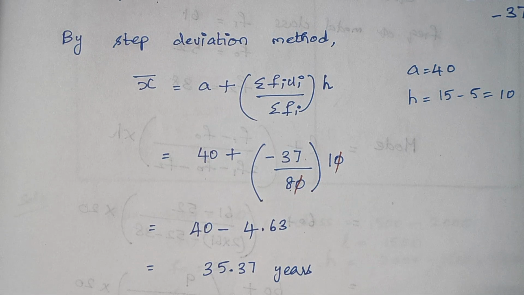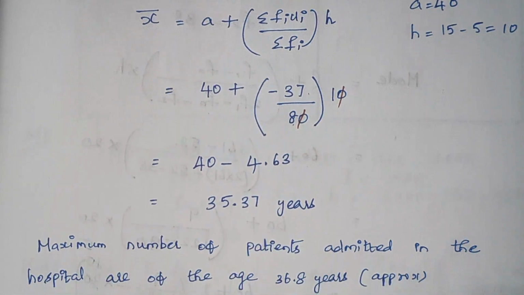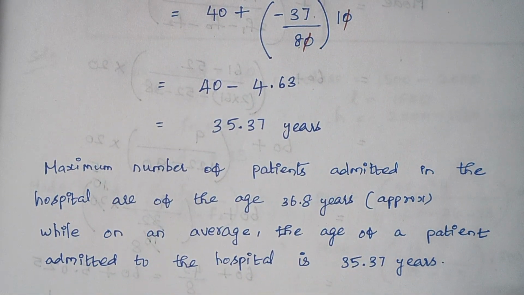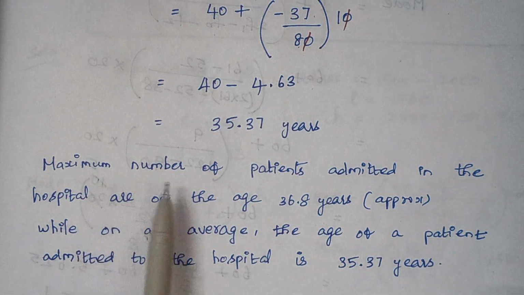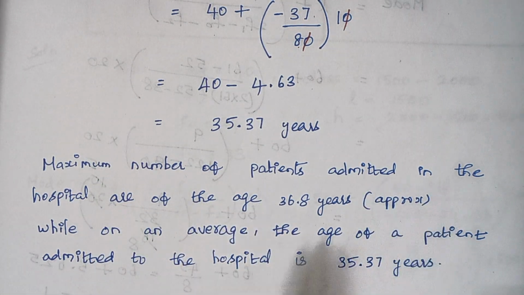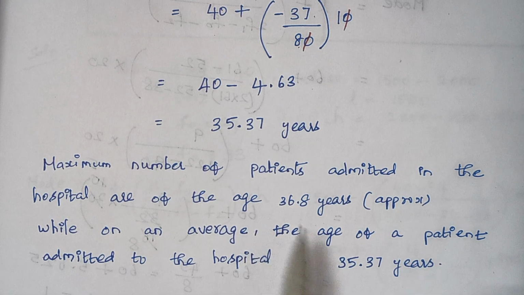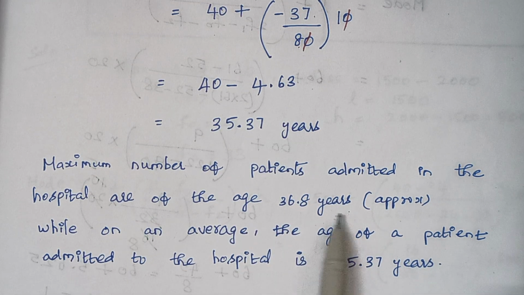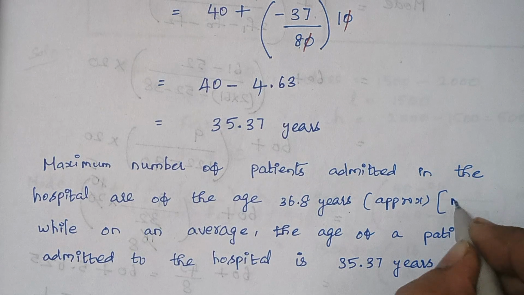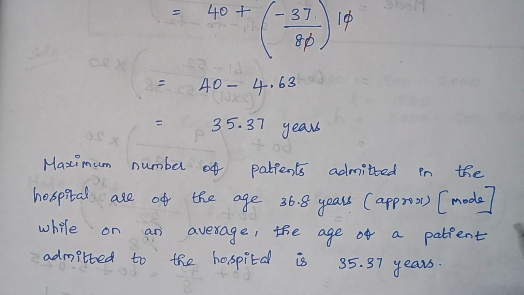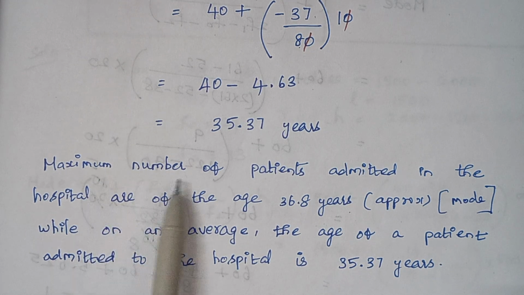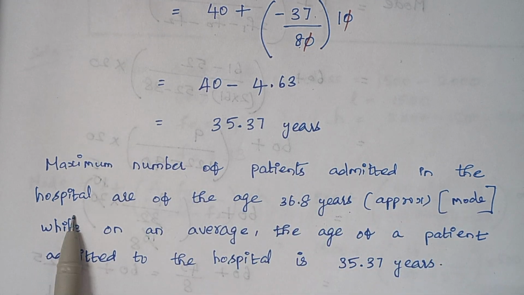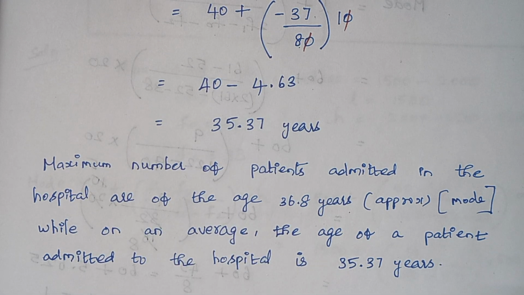Right. So everything is in the form of years. Here you see, the maximum number of patients admitted in the hospital are of the age 36.8 years. Okay, this is nothing but our mode. Mode always refers to the maximum number. So the maximum number of patients admitted in the hospital belong to the age group of 36.8 years.